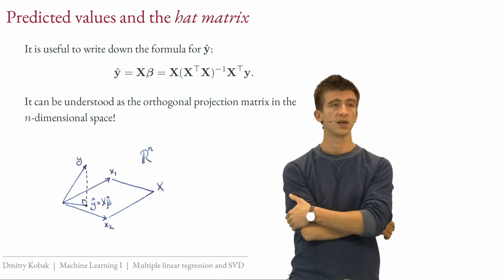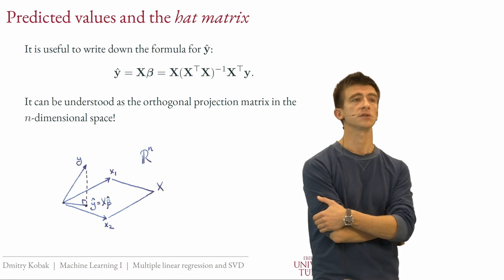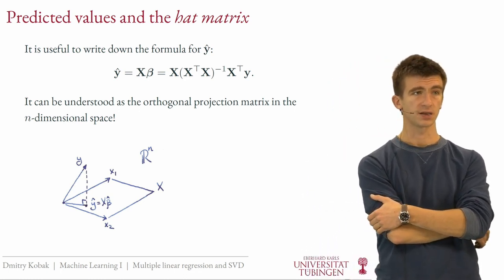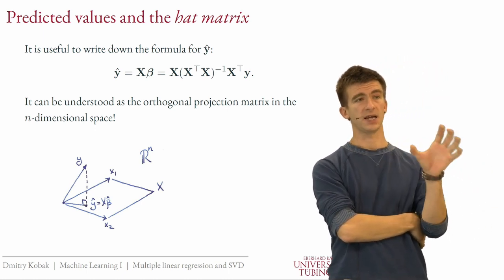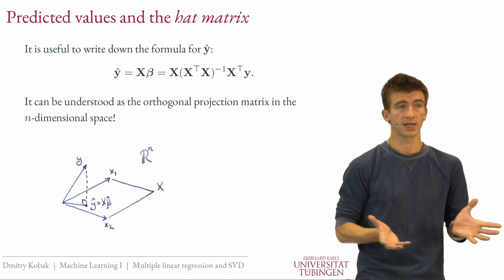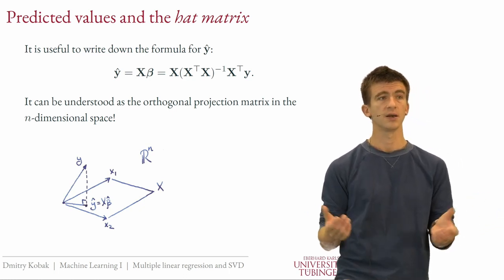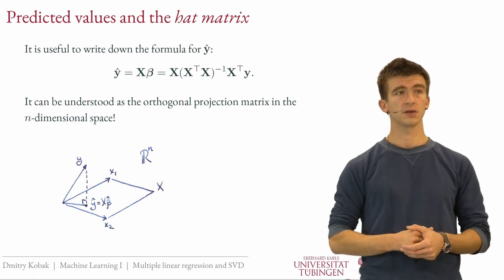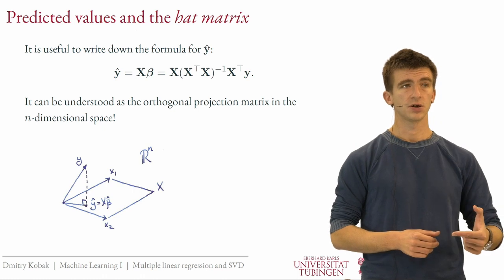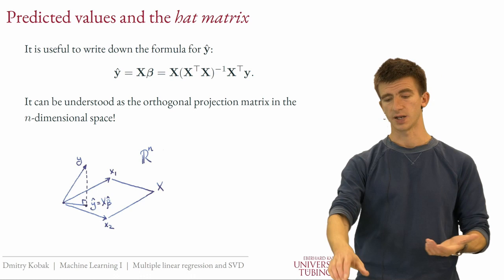That's the response. And what I'm claiming is that the whole linear regression solution is nothing else than orthogonal projection of Y onto this plane. So Y hat is X times beta hat, so it has to lie in the plane. It's a linear combination of feature vectors, so it lies in the X plane. But why is it an orthogonal projection? Why does orthogonal projection of y onto the x plane give you the y hat?